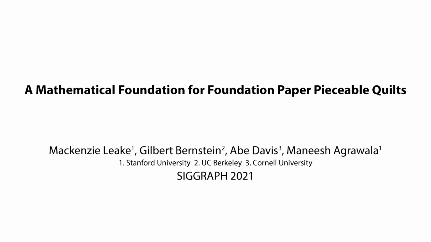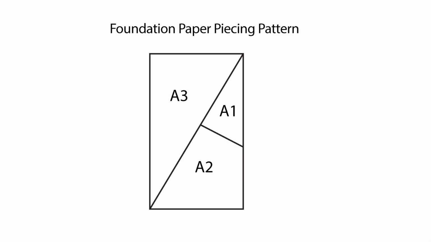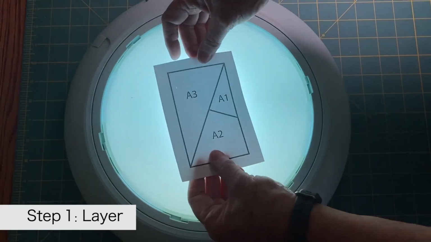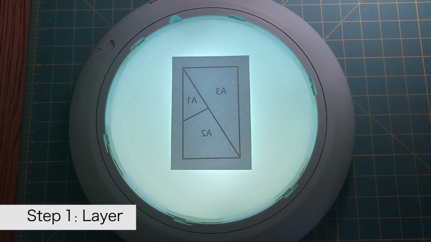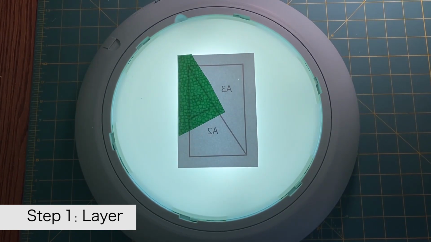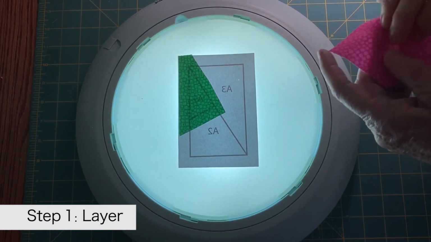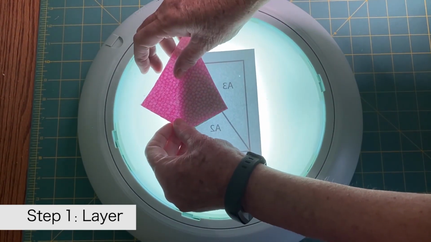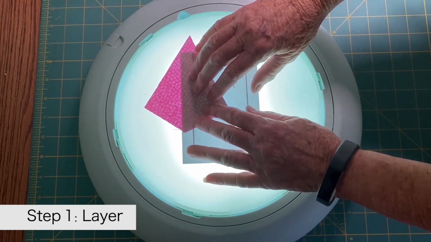Foundation paper piecing is a technique for sewing quilts using a paper guide. Each polygon represents a piece of fabric, and the numbering indicates the order in which to sew the pieces into the quilt. To sew a design, we first place the paper wrong side up. We then set the first piece of fabric over its polygon, right side up, and finally stack the adjacent fabric for A2, wrong side up.